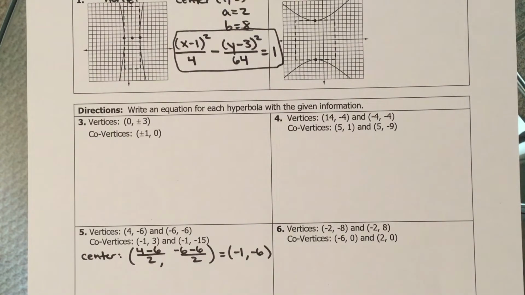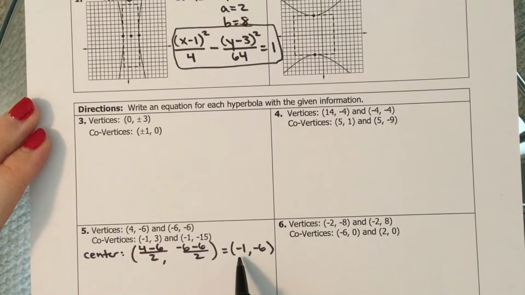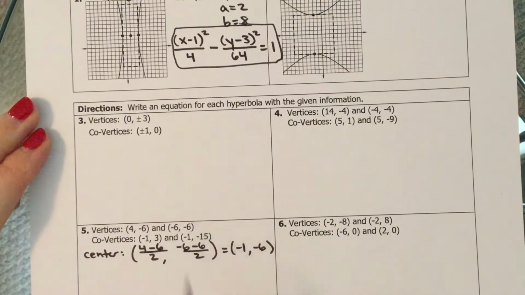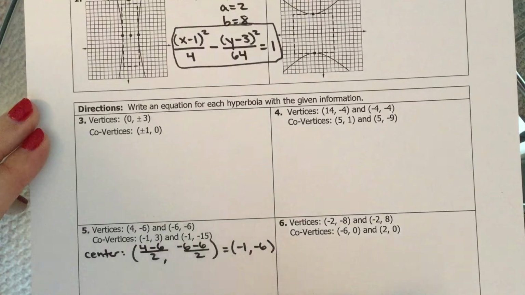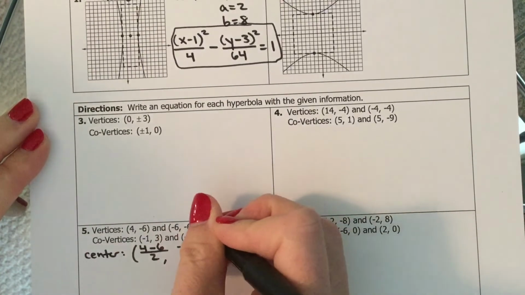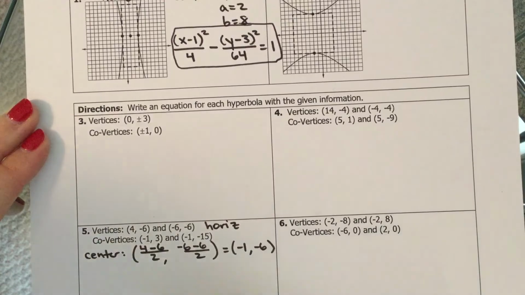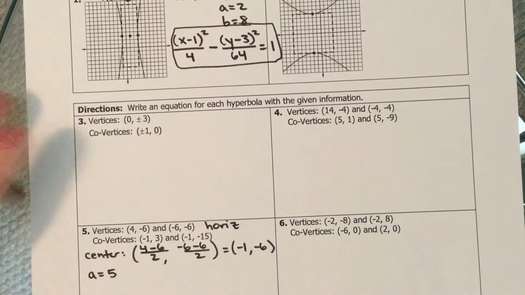Next, use the vertices to find A. Here are your vertices, and you're basically just counting. From this center value of -1, we go to the right up to 4, so that is 5 units to the right. We go back to -6, that is 5 units to the left. These are x coordinates, so we know that this is a horizontal hyperbola. And so your A is going to be 5. That's how many units you're going in each direction.